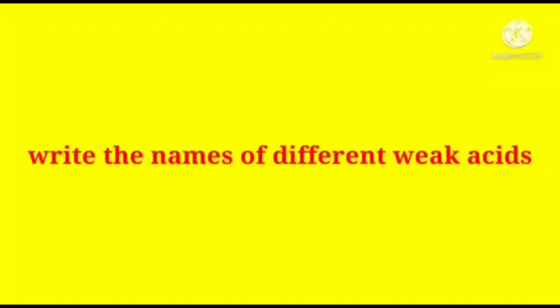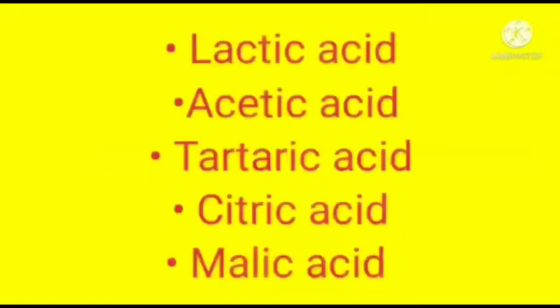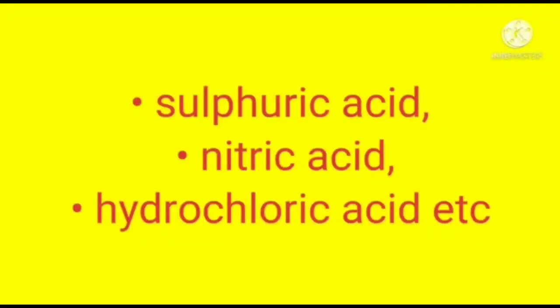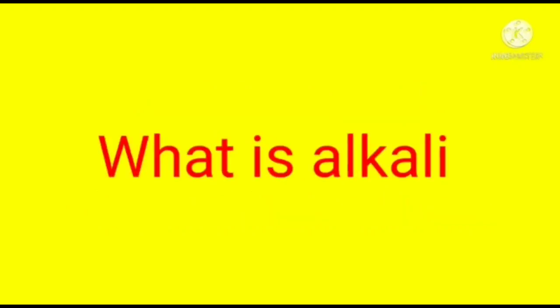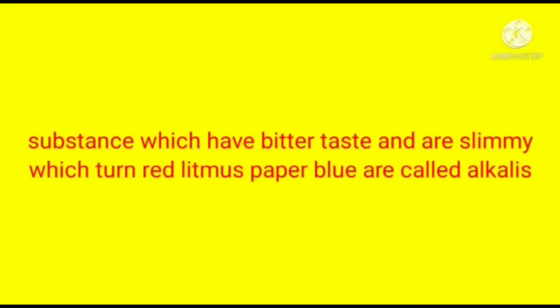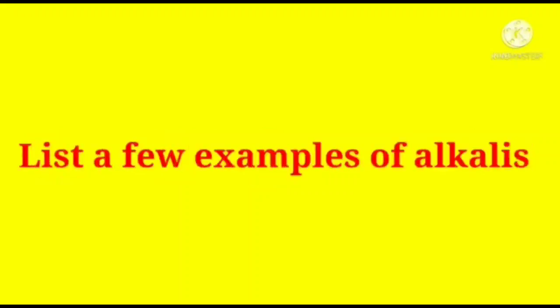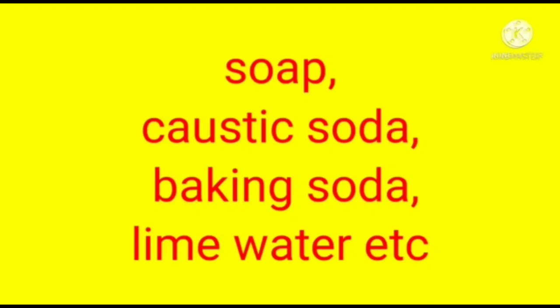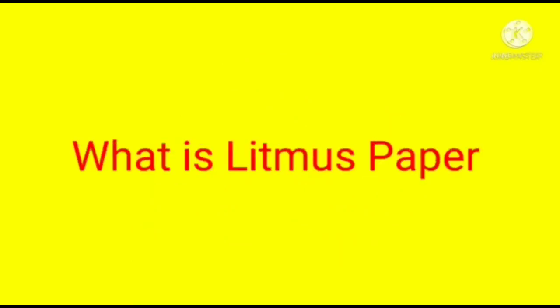Write the names of different weak acids. Lactic acid, acetic acid, tartaric acid, citric acid, malic acid. Write the names of strong acids. Sulfuric acid, nitric acid, hydrochloric acid, etc. What is alkali? Substances which have a bitter taste and are slimy, which turn red litmus paper blue, are called alkalis. List a few examples of alkalis: soap, caustic soda, baking soda, lime water, etc.